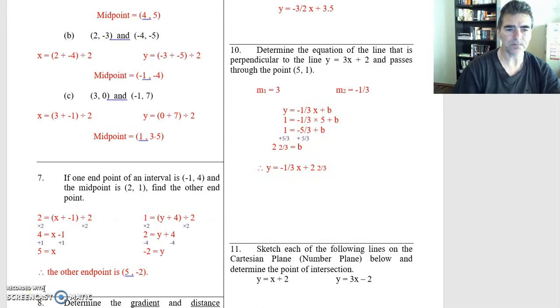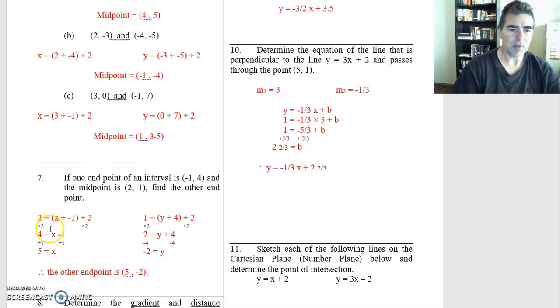For question 7, this is a more challenging question, where I'm actually telling you one of the endpoints and the actual midpoint. There are 2 methods. One here is showing all the working. So I know that my x value has to be 2 at the end. I don't know what one of the other endpoints is. Substituting in the x value for the other one, and I solve this equation. So this is the x value of the midpoint. This is the x value of the end point.